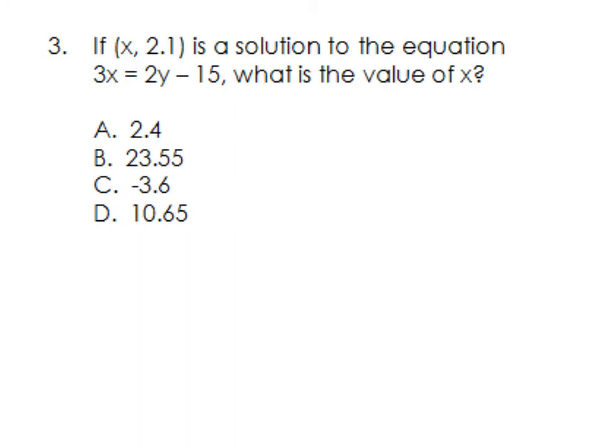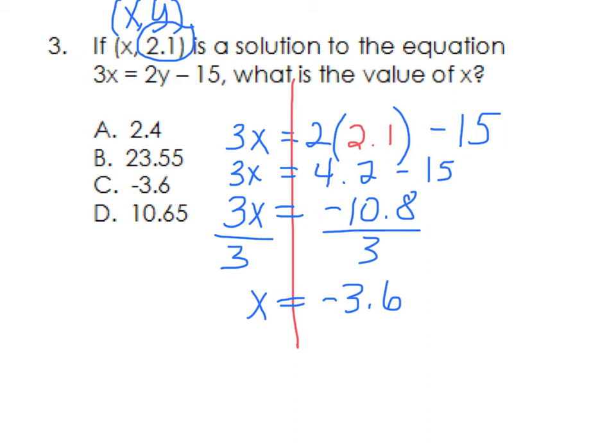Okay, again, this is like we've had on our other test. They've given us an ordered pair. It's just an x comma y. And they've told us our value of y. Our value of y is 2.1. So we're just going to plug that in for y and solve for x. So when I plug in 2.1 for y and I solve down, eventually I come up with x equals negative 3.6.